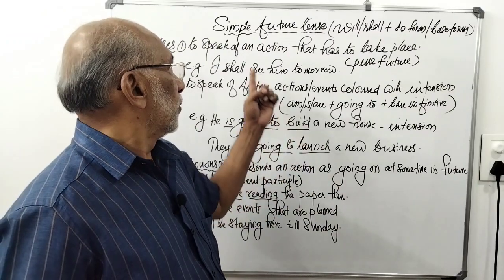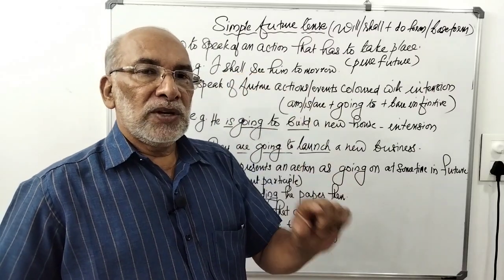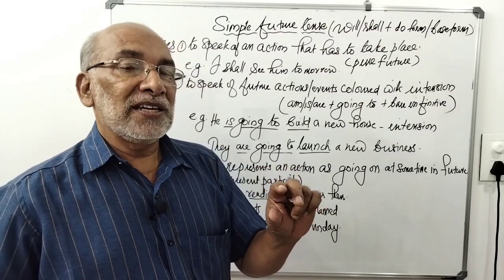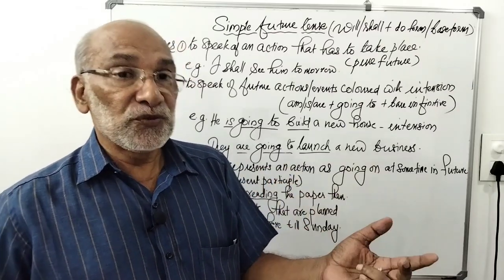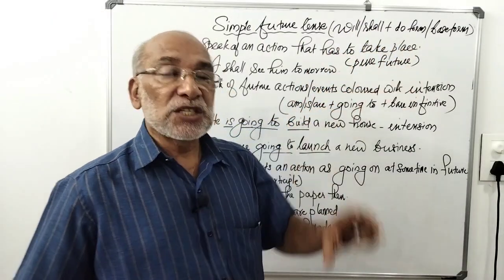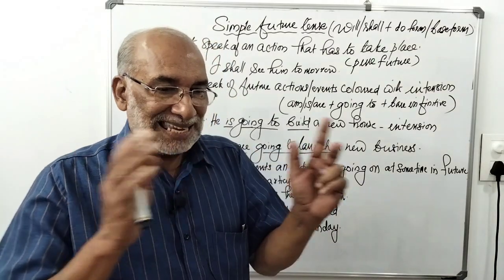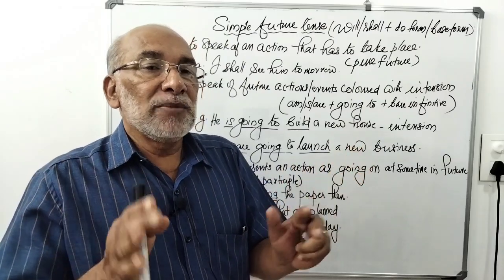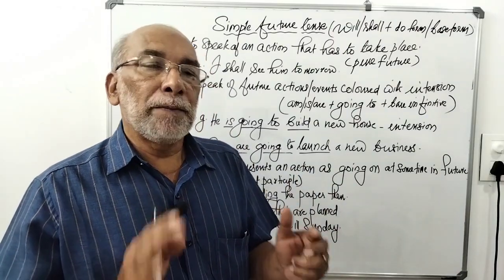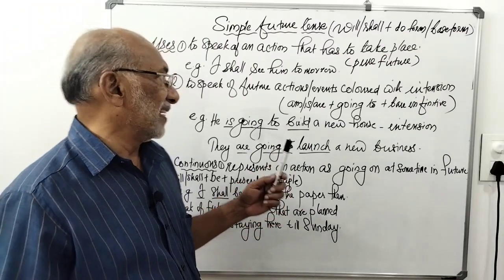Okay, let's go to simple future tense. When we speak about simple future tense, the first thing that comes to our mind will be what is the form of the verb. And that is will or shall plus do form or the base form of the verb. That is simple future tense. And the full-fledged sentence will be subject plus will or shall plus do form or the base form of the verb. That is the form of the verb and the structure of a sentence.